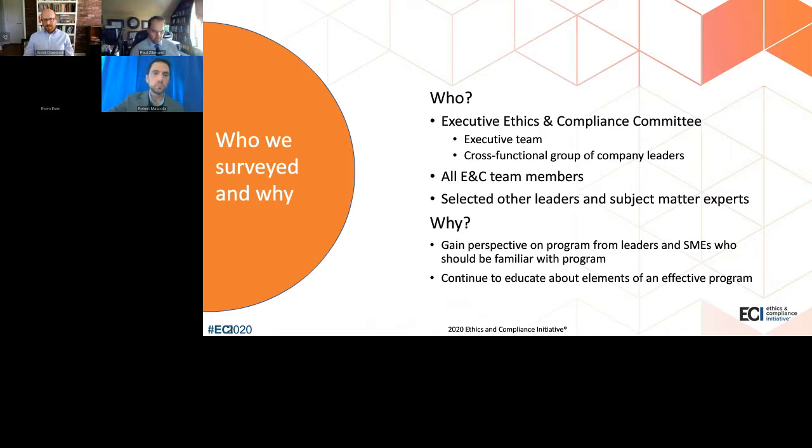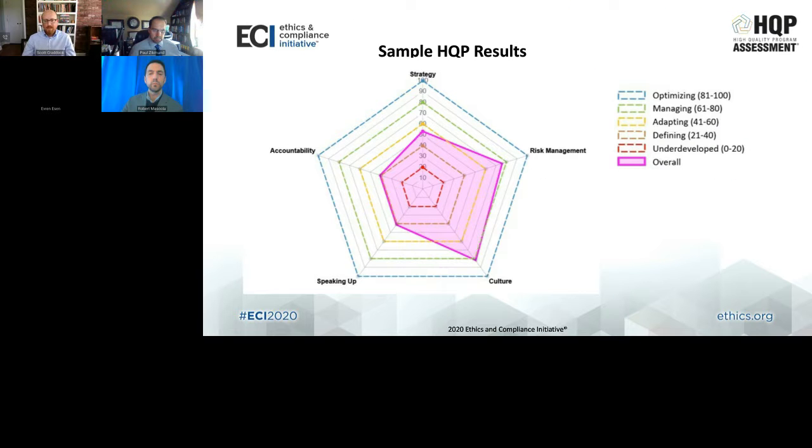We also surveyed everybody on the ethics compliance team, and then there were other selected leaders and subject matter experts who are not part of the committee, but that we interact with a lot and that would have a good perspective on the program, or at least a segment of the program. For example, our learning and development leader is not on the committee, but we interact with him a lot, and we wanted to get his perspective. So that's really the who and the why. We rolled out the survey late in 2019, focused on preparing for our board report, which happens in late February, and also going into 2020 with our Ethics Compliance Committee meetings.